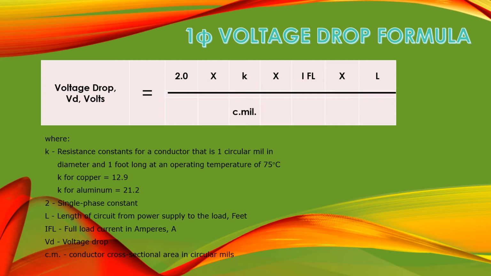Number 2 here is the single phase constant. So take note, if it is single phase, your constant is 2. And L obviously is the length of the circuit from power supply to the load in feet. So we are using here the English units. IFL is the full load current in amperes, and VD is the voltage drop. CM or C mil is the conductor cross-sectional area in circular mils.